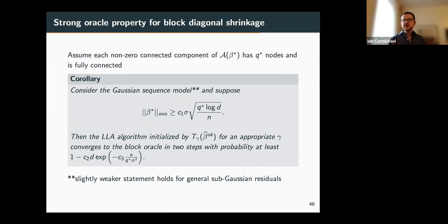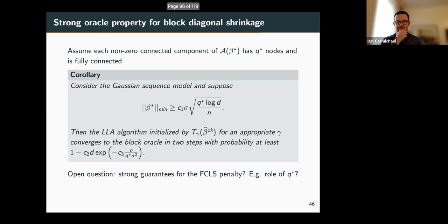And so a slightly weaker statement holds. This statement is for the Gaussian sequence model, but a slightly weaker statement holds for general sub-Gaussian residuals. This is what we've shown in the manuscript, and it's possible that stronger guarantees are possible, and I'll show some simulation evidence that that's true.